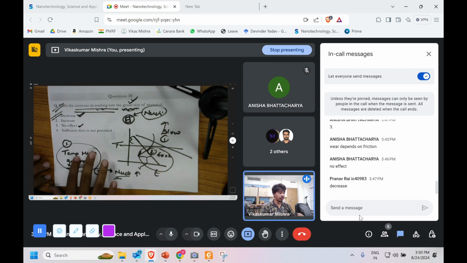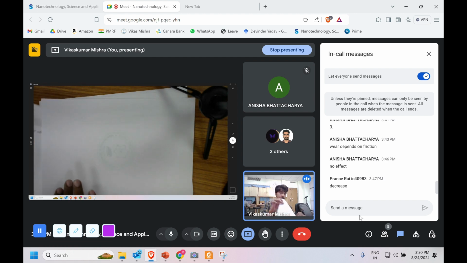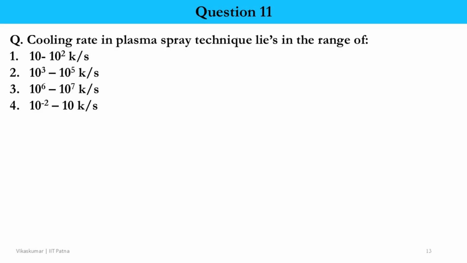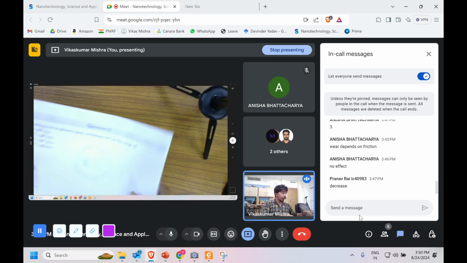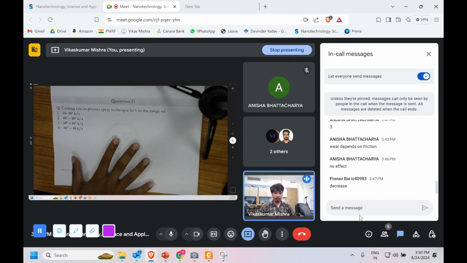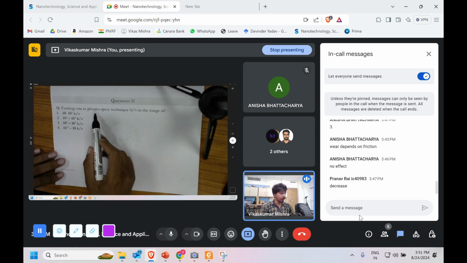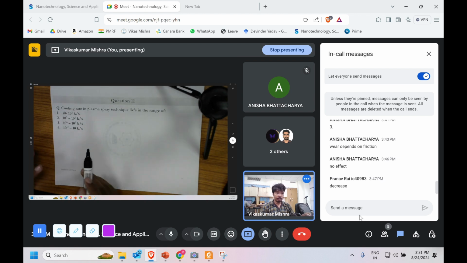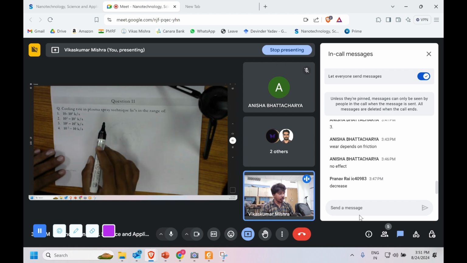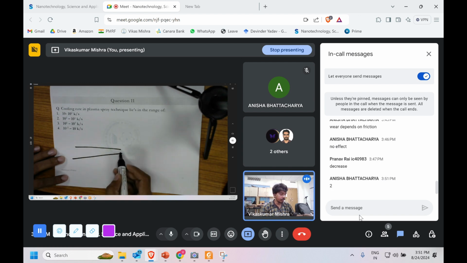Okay, if there is no doubt, let's move to the next question, number 11. Now if you have watched the video of this particular week, then this question will be very easy to answer. The cooling rate in the plasma spray technique lies in the range of, so it's just a factual thing, if you know then that's it. In the plasma spray we know that we are putting the powder, and there is the gun which is generating the plasma.